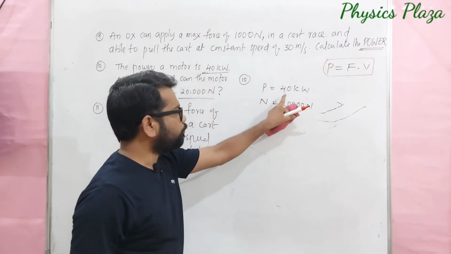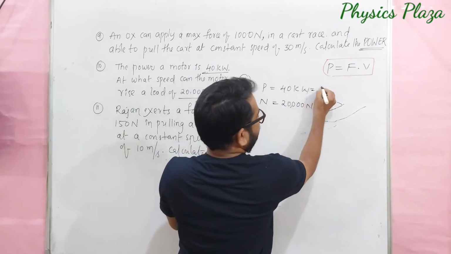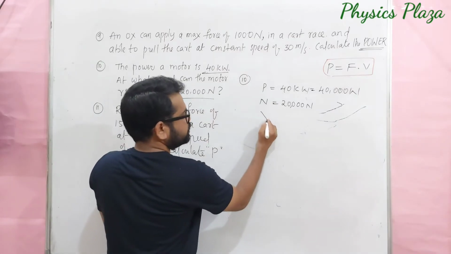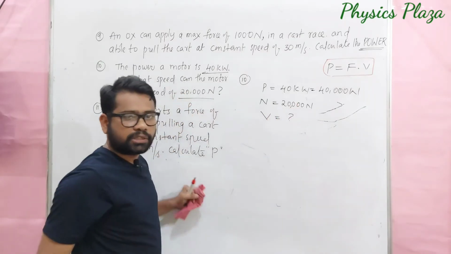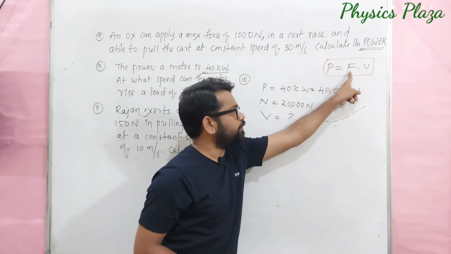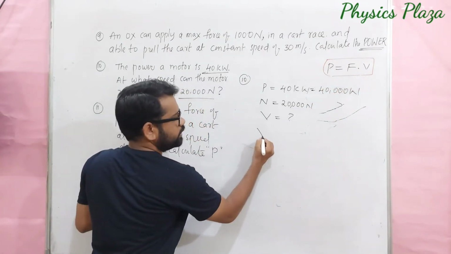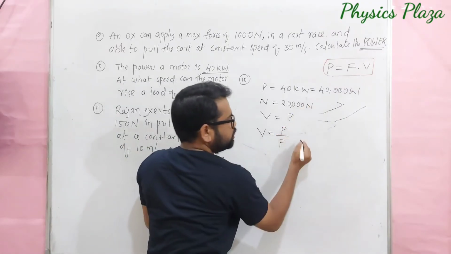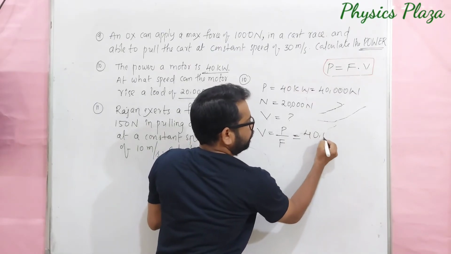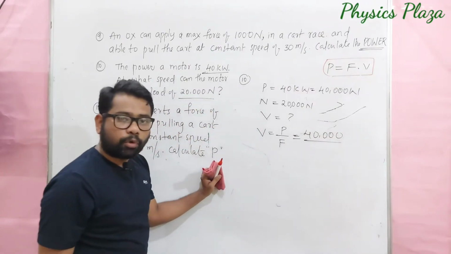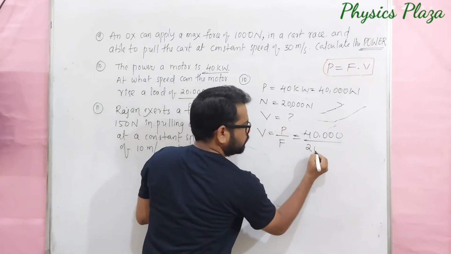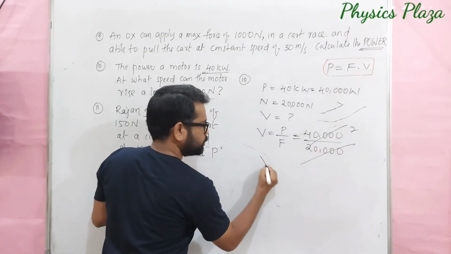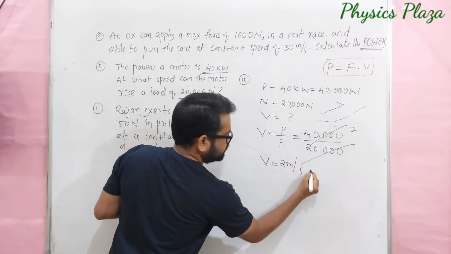Children, power is 40 kW. This can be written as 40,000 watt. So they are asking us to calculate the speed. So we know that P is equal to F into V, so V can be written as V is equal to power by force. Power is given, that is how much? 40,000. And force is given, 20,000. So 20,000 ones, 20,000 twos. So here the speed is 2 meters per second.